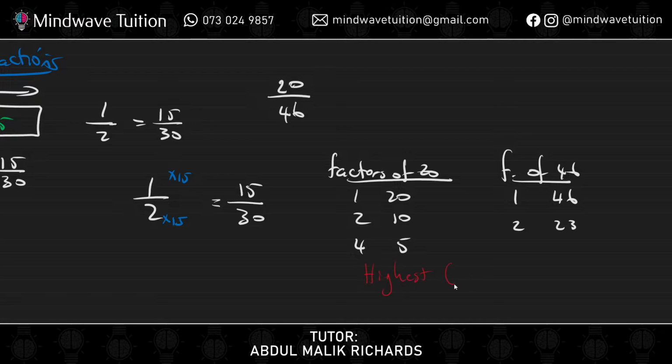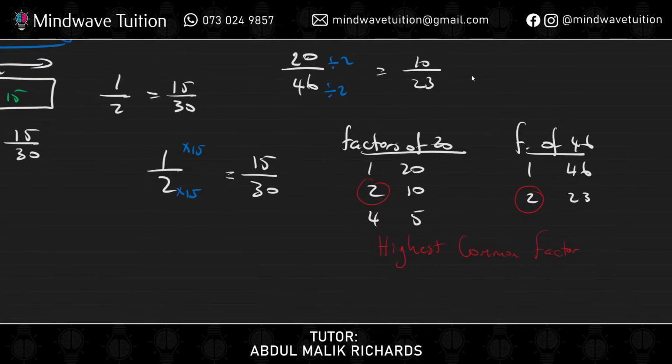The highest common factor is the number that appears in both sets, or the highest number that appears in both of these sets. We can see 1 appears in both, 2 appears in both, and that is it. So that means 2 is the highest common factor. So what we can then do is divide by 2, divide by 2. So this will be 20 divided by 2, which gives us 10, and 46 divided by 2 will give us 23. So 20 over 46 is exactly the same as 10 over 23. They are equivalent fractions.